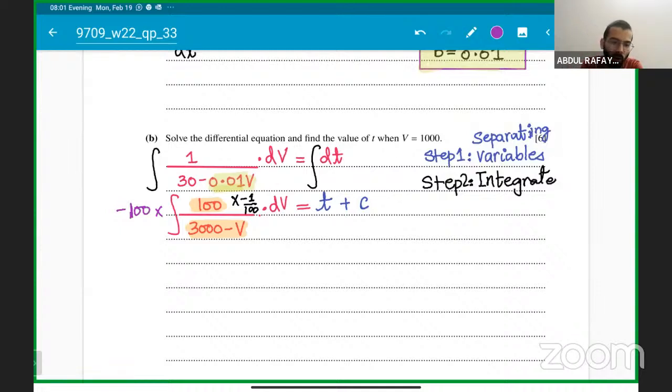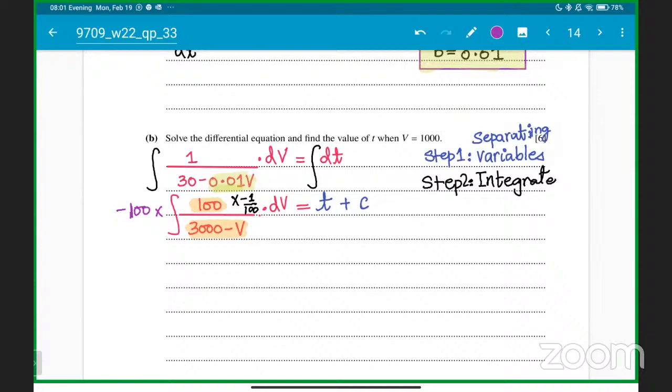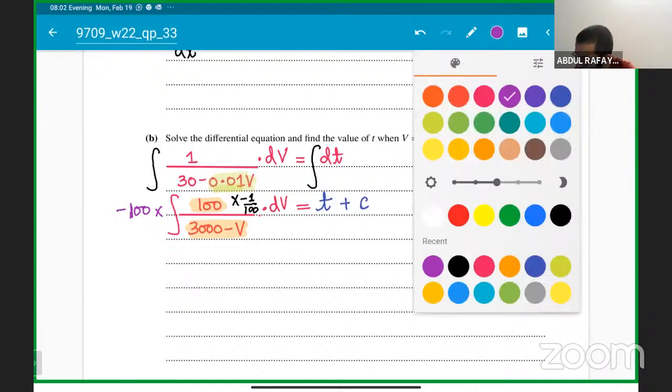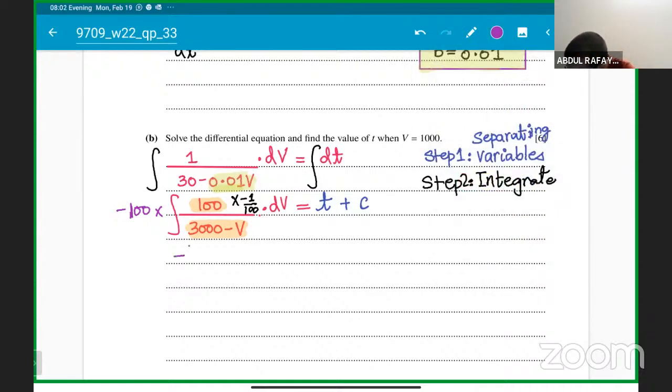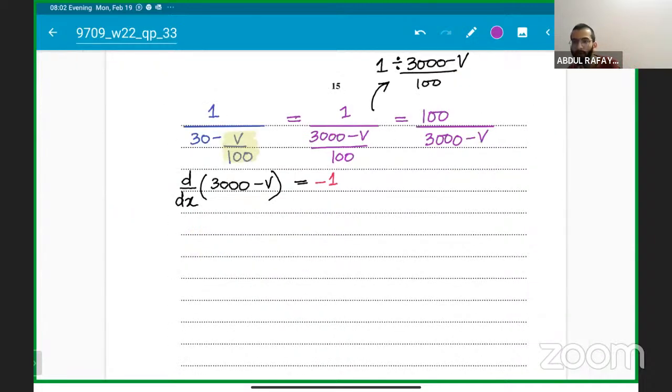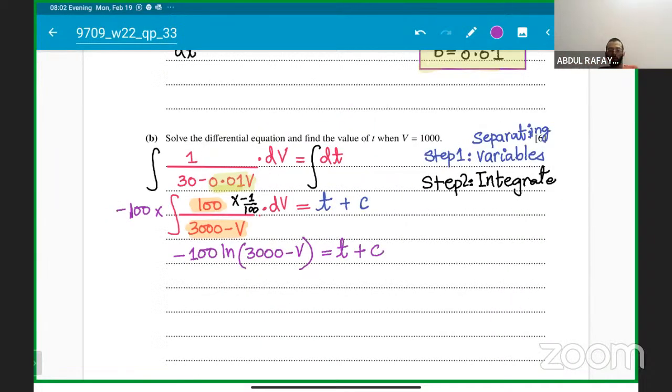Any questions? So it will be simple. It will be minus 100 times ln of 3000 minus v is equal to t plus c. Guys, got it? This is our equation. Step number 2 is done. Step number 3 is finding the value of the constant. I'll give a couple of seconds to understand. Everyone got this? No issues?